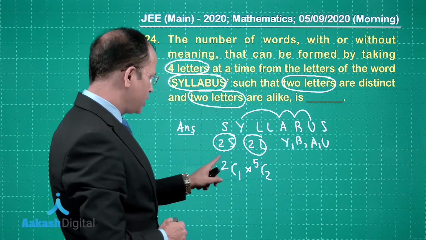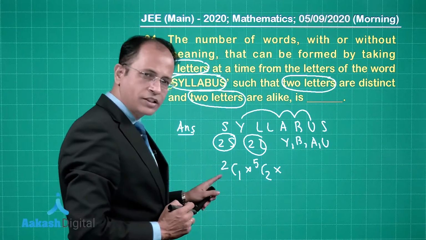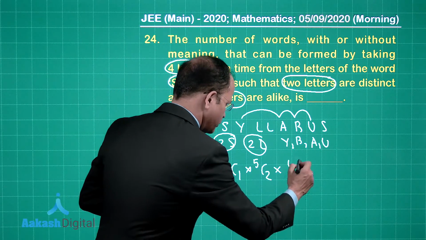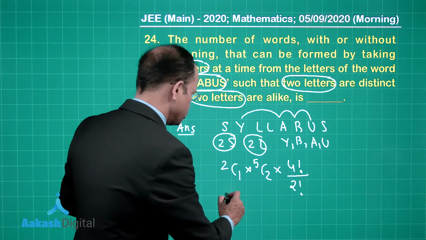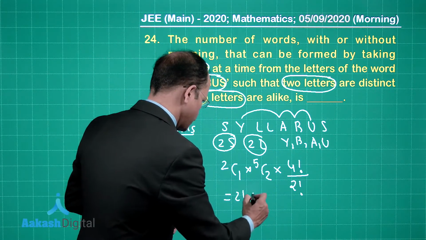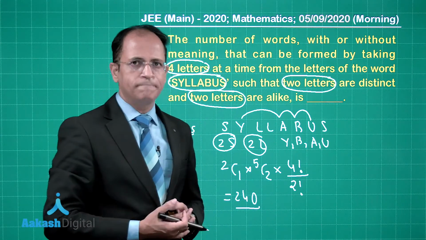Again, there is one more thing. We have 4 letters together, of which 2 are similar. So what we can do is multiply by 4 factorial upon 2 factorial, which is coming out to be 240. So hopefully these concepts are clear to you.